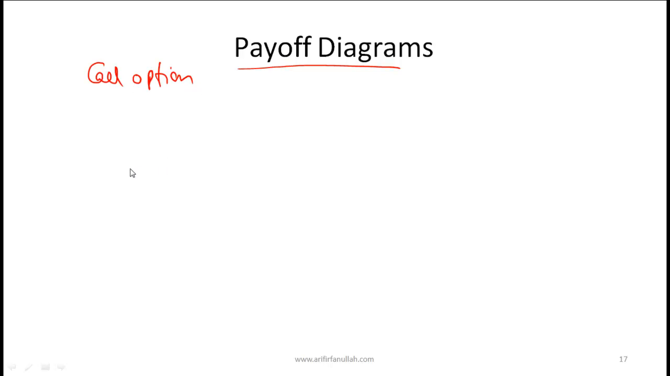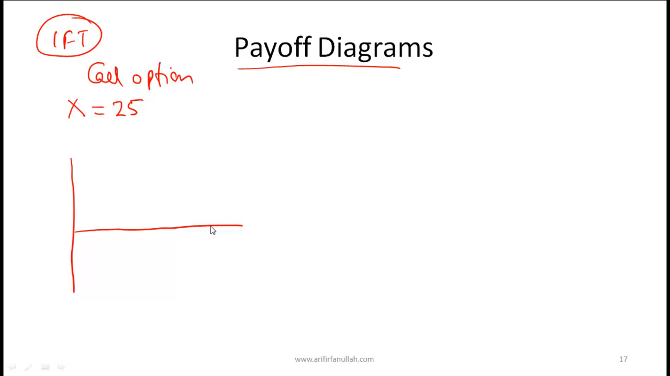We need to understand the payoff for both the long call as well as the short call. Take a very simple stock, let's say, as before, stock IFT, and let's say that you go long on this stock, and the call option that you have has an exercise price of 25. Exercise price or strike price, those terms are synonymous. With a payoff diagram, the x-axis represents the stock price and the y-axis represents the payoff.